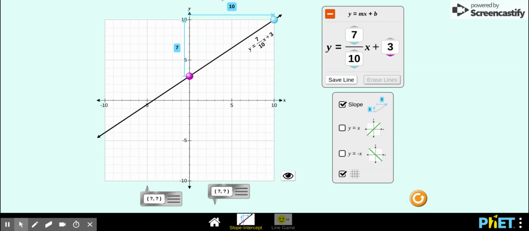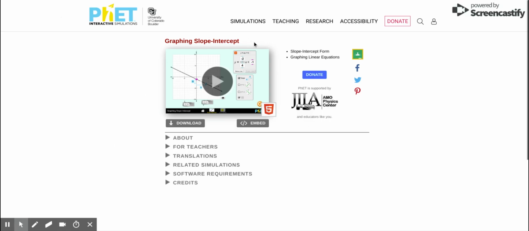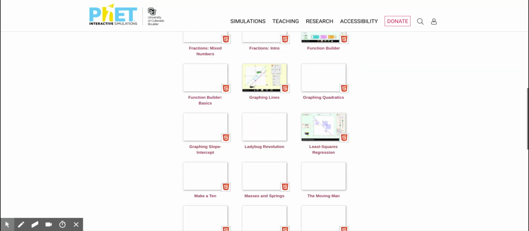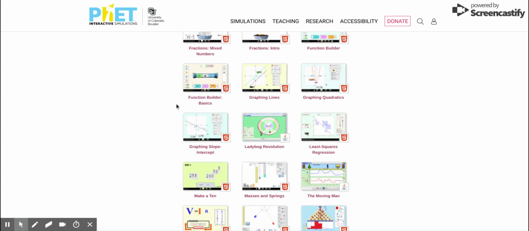So PhET simulations are really handy technology. I highly recommend them for all teachers. If you're not using them, you probably should be.